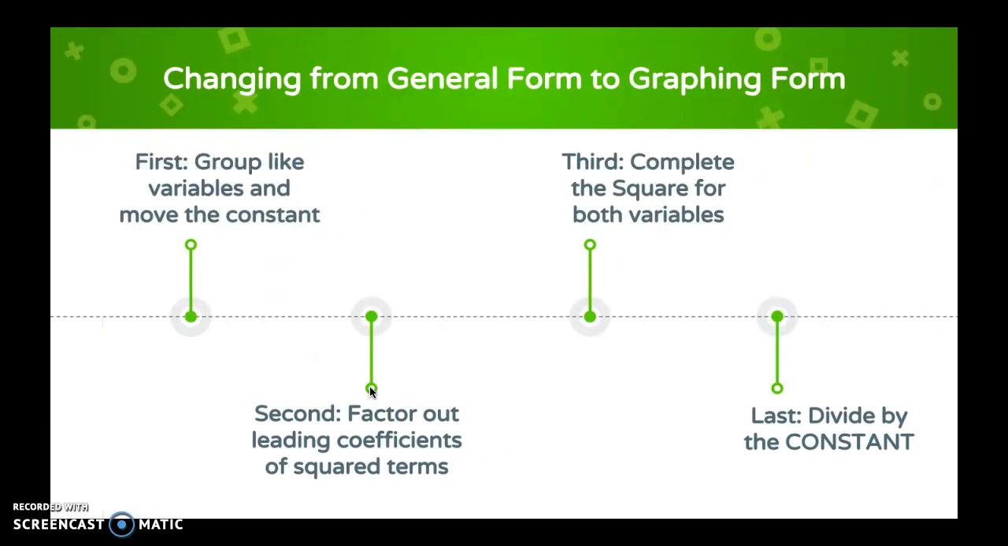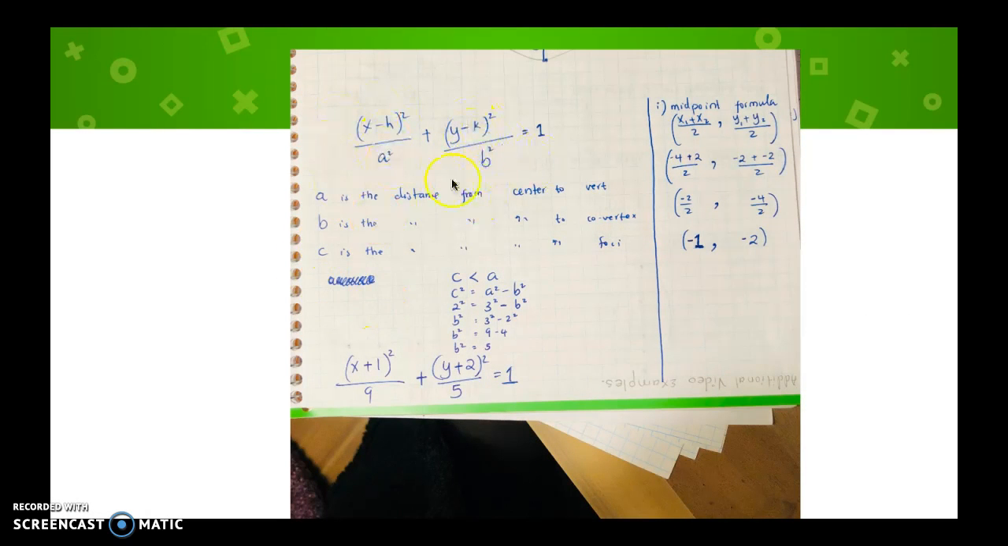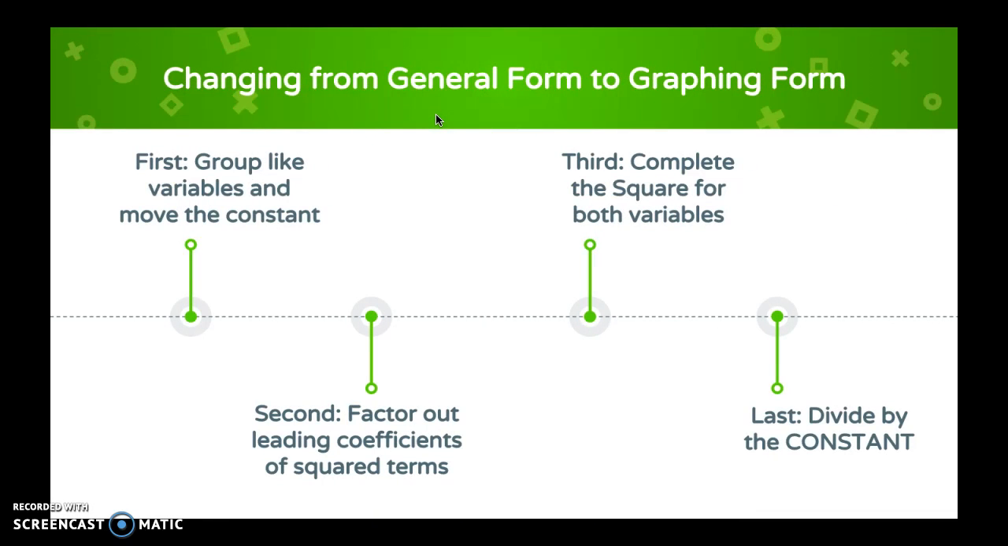And then the last concept we need to talk about is how to change from the general form to the graphing form. So this form right here is the general or the standard form. So the general form is the expanded out form.